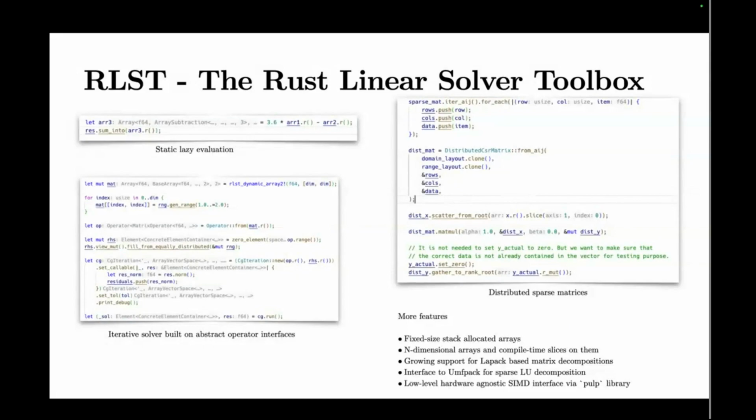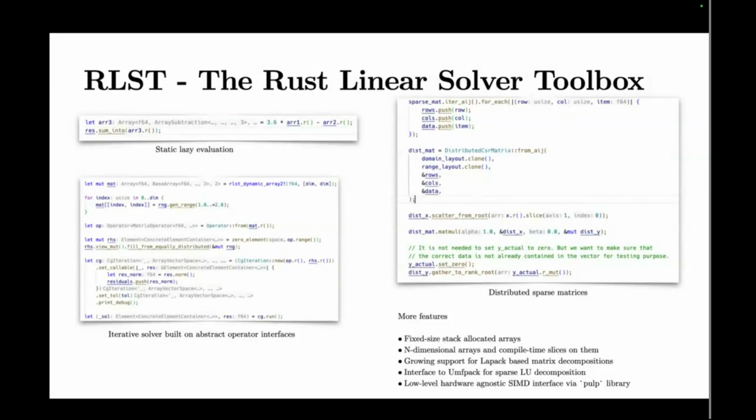So for example, one thing we support is static lazy evaluation. So if you write 3 times one array minus another array, it doesn't create a bunch of temporaries. It never creates temporaries. It just does everything with lazy evaluation. And if you just say result.sum into, and then array3.reference, then it actually evaluates this. And the evaluation works in such a way that the iterators are arranged so there's just a single for loop at the end. There's no temporary allocation.